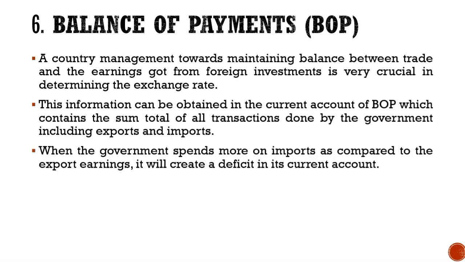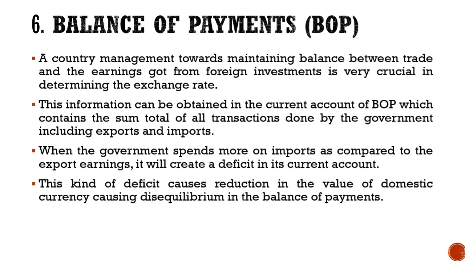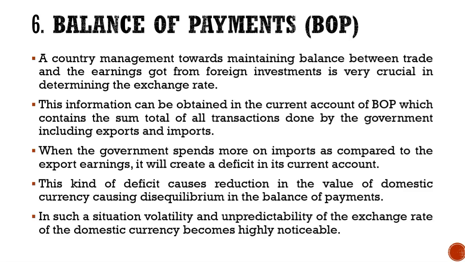When the government spends more on import as compared to export earnings, it will create a deficit in the current account. This kind of deficit causes a reduction in the value of the domestic currency, causing disequilibrium in the balance of payment. In such a situation, volatility and unpredictability of the exchange rate of the domestic currency becomes highly noticeable. Thus, the deficit in the balance of payment has a great impact on the determination of the foreign exchange rate.